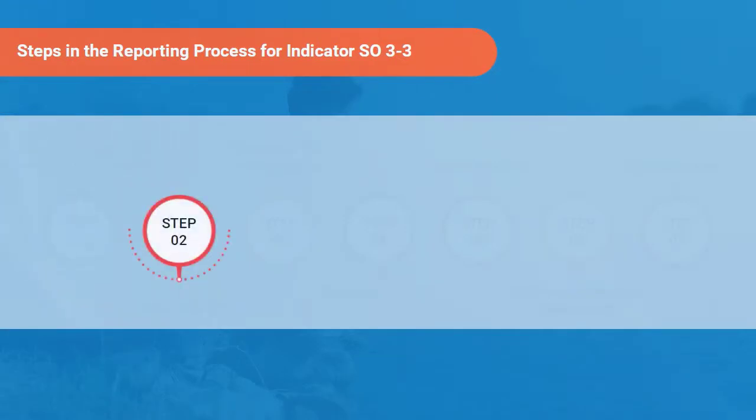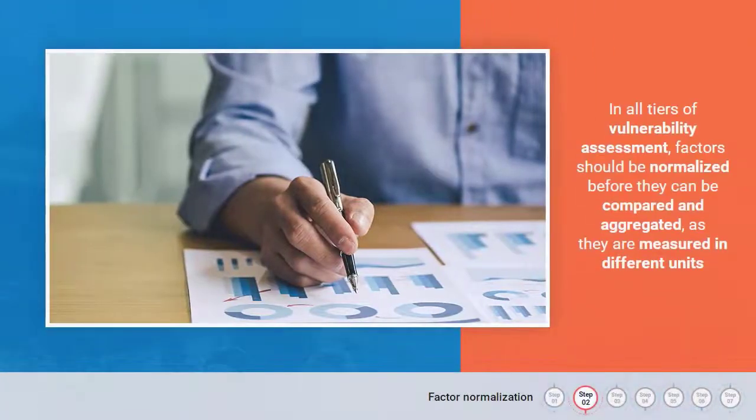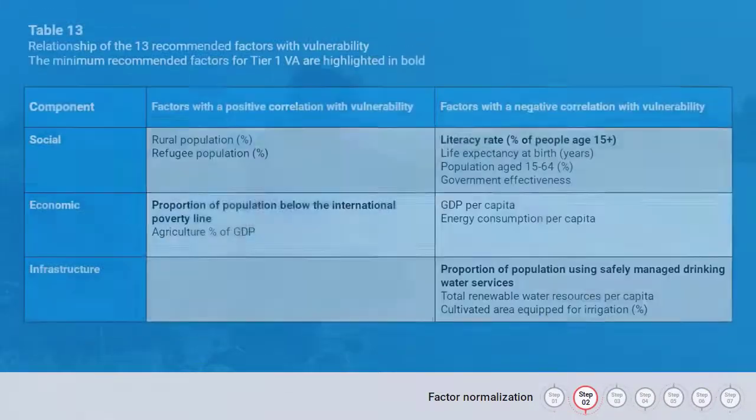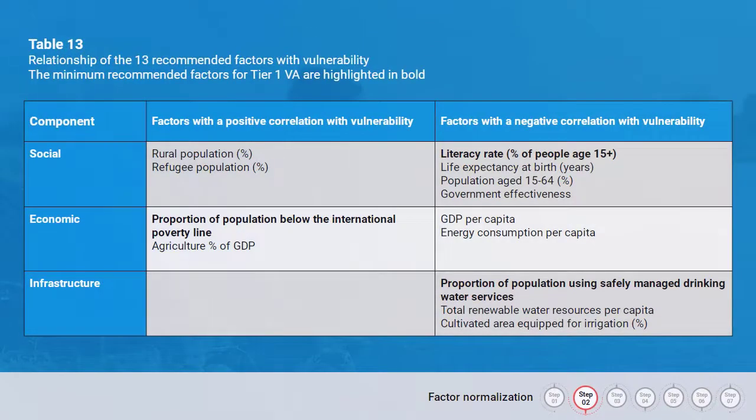The second step in the reporting process is factor normalization. In all tiers of vulnerability assessment, factors should be normalized before they can be compared and aggregated, as they are measured in different units. The factors have different relationships with vulnerability. Some have a positive correlation, as vulnerability is expected to increase with increases in the factor value. Others have a negative correlation.